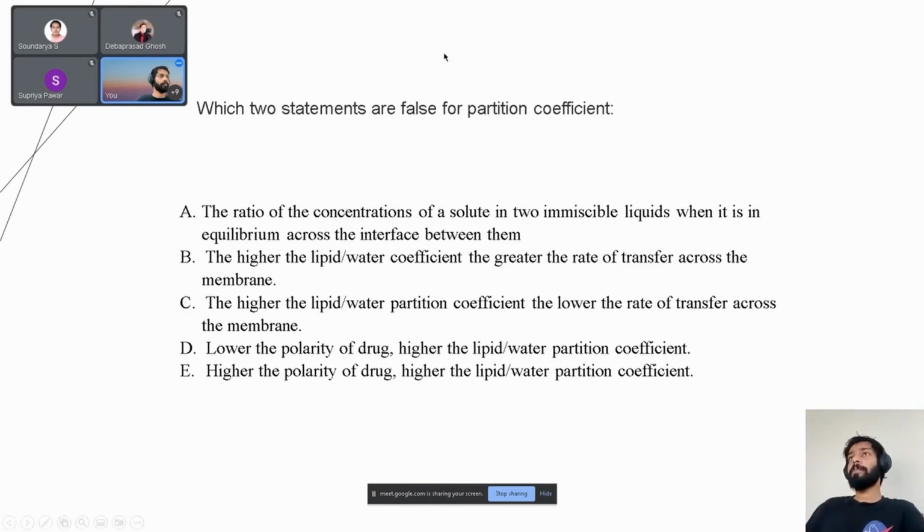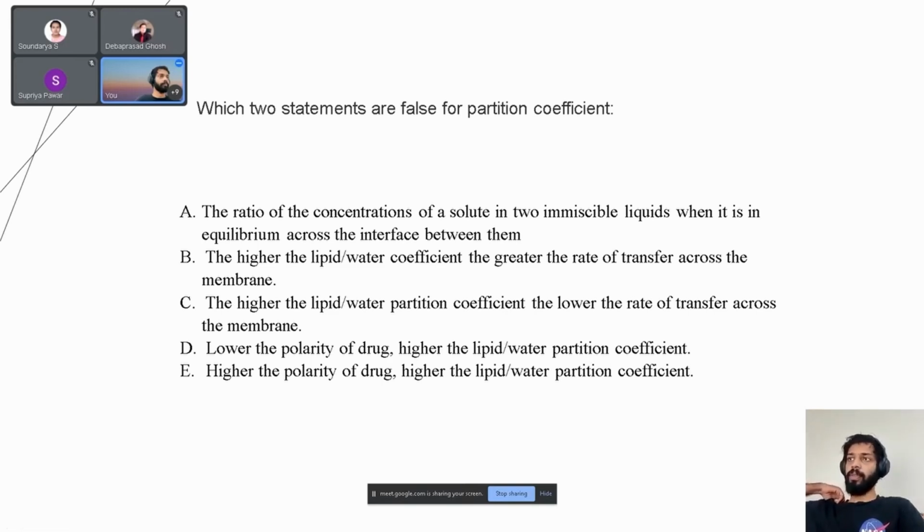Okay, which two statements are false for partition coefficient? The ratio of concentrations of a solute in two immiscible liquids when it is in equilibrium across the interface between them. So B and D. B is, the higher the lipid water coefficient, the greater the rate of transfer across the membrane. Okay. And D is, lower the polarity of drug, higher the lipid water partition coefficient.